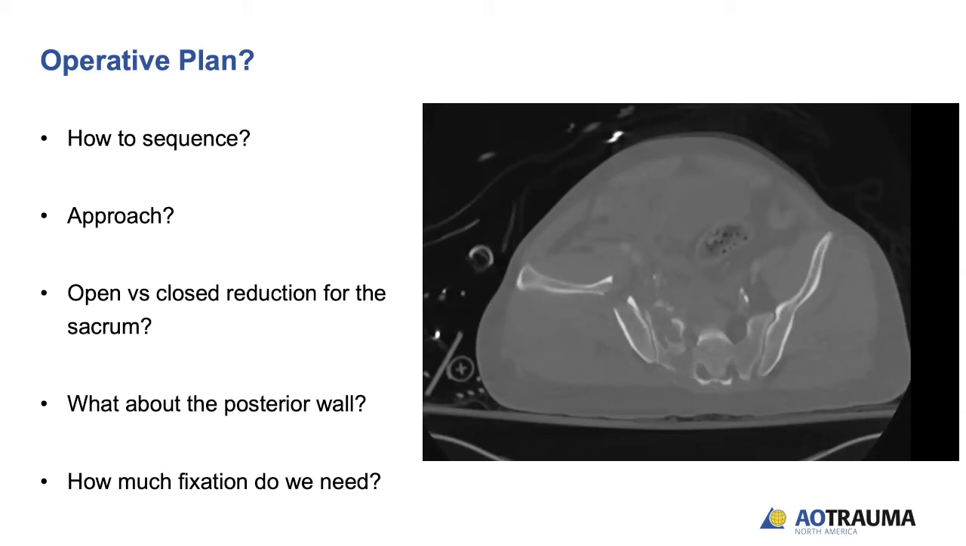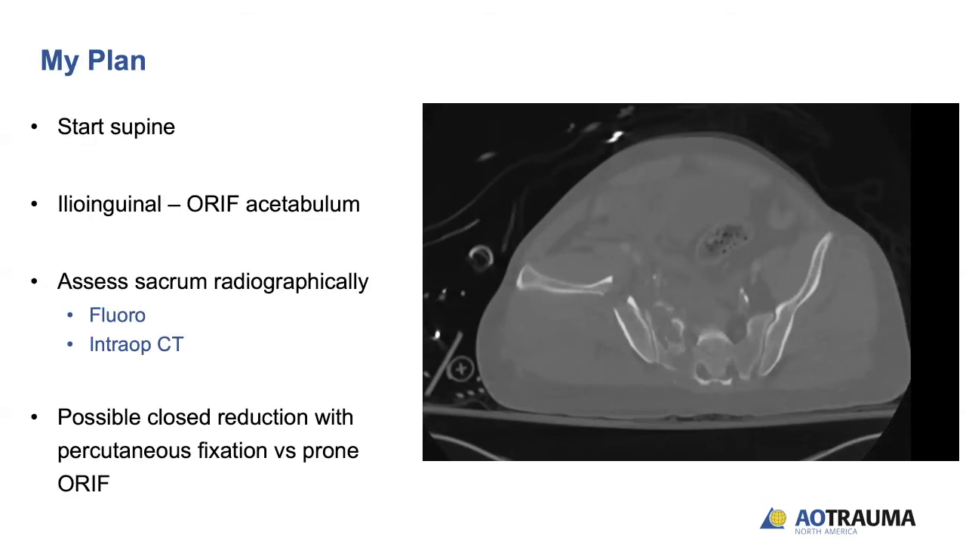All right, Kevin, why don't you take us forward? I think all those are great comments, and all those are things that I thought about with this case, and I've thought about this case for a long time actually, and ended up coming up with a plan to start supine, start with the ilioinguinal and attempt to fix the acetabulum first, and then assess the sacrum radiographically, both with fluoro, and we have access to intraoperative CT.